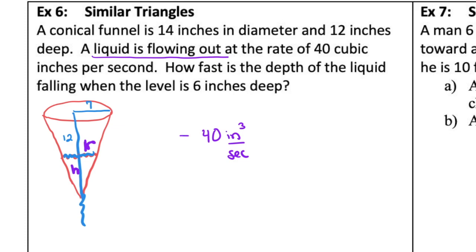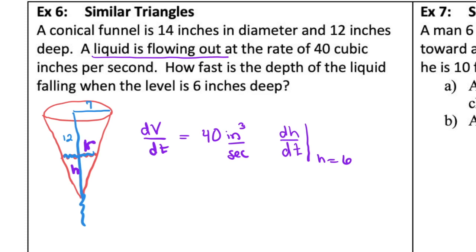Now, if you're unsure what that represents, look at the units to help yourself out. Seconds is time, so that's dt. Inches cubed is a volume, so this is dV/dt equals 40 inches cubed per second. We want to know how fast the depth of the liquid is falling. So we have labeled h, the height of the liquid. So we're looking for dh/dt when we know that h is 6 inches deep.